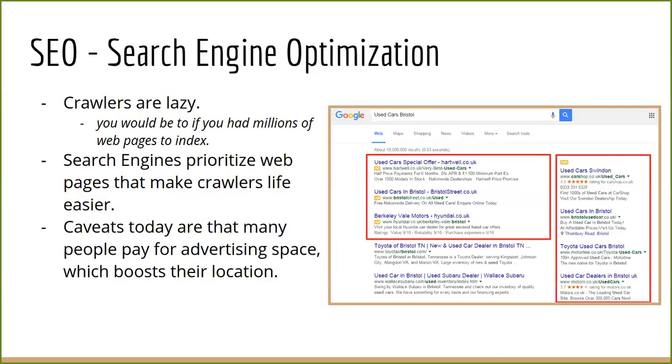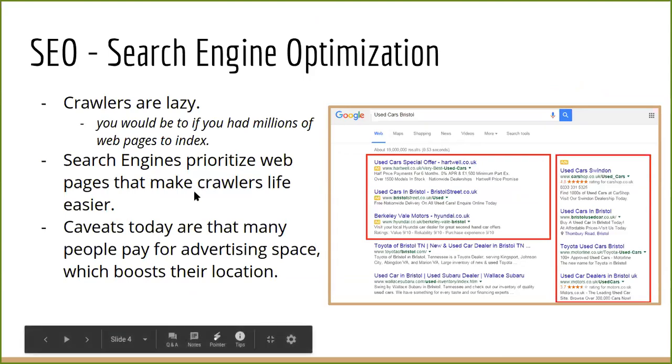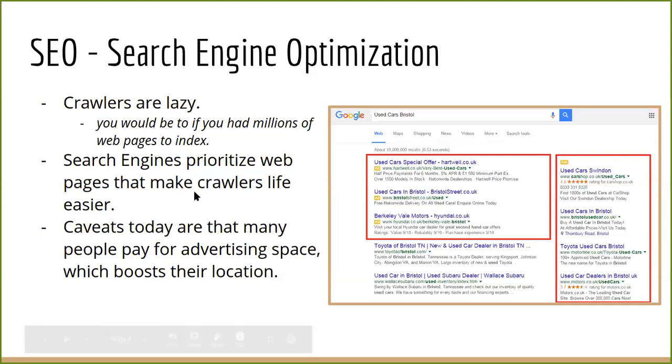And so if we take that a step further, we get to search engine optimization. These crawlers don't want to spend a long time on every website trying to figure out where all the information's at so they can index it. They would rather have a layout or a guide to where they need to go so they can just get the information, index it, and be done and go to the next website. And so search engines like Google prioritize web pages that make crawlers' life easier.